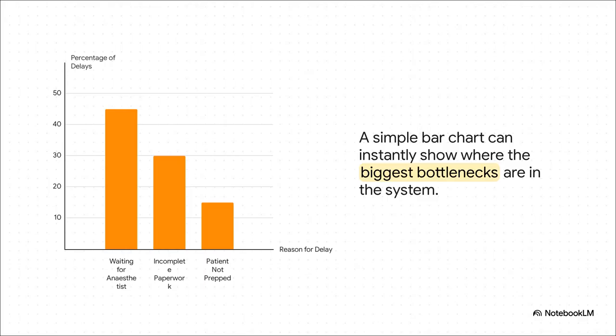This is a perfect example of what you might find. A simple chart like this can be a total game changer. It instantly shows you the biggest bottlenecks in the system. See? In this hypothetical case, it's not 100 different little things. It's really just 2 or 3 main culprits that are causing the bulk of the delays.